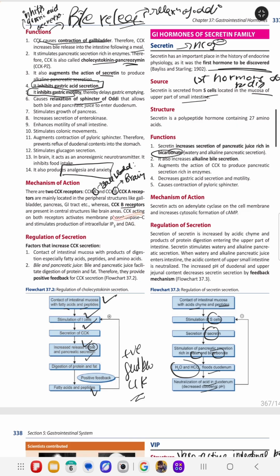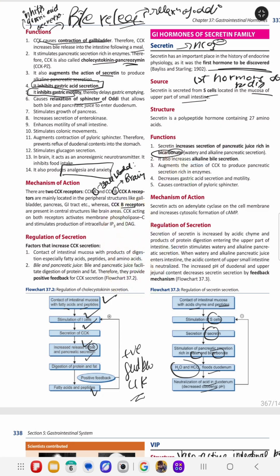It acts using phospholipase C, IP3 and DAG. Regarding regulation, fatty acids and peptides stimulate CCK, bile juice, digestion of protein and fatty acid, positive feedback. Basically, our cholecystokinin is stimulated by increasing fatty acids and peptides in our intestine.